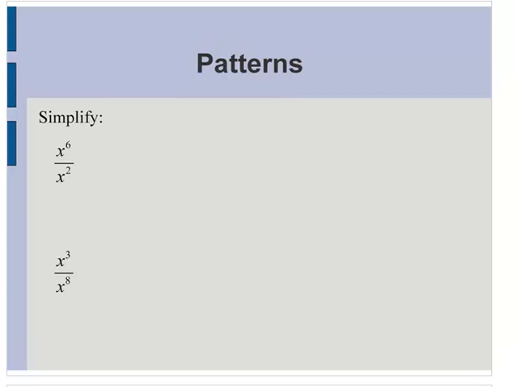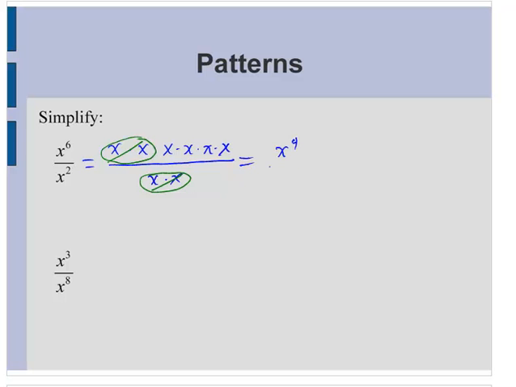All right, let's build a pattern and see what happens. What if we had x to the 6th power divided by x to the 2nd? Well, recalling what exponents mean, this would be x times x times x times x times x times x. There are 6 factors of x in the numerator. The denominator would be x times x. And what I see is there are 2 factors of x in common between the numerator and denominator. Removing them, I would have x to the 4th over 1, which is more simply x to the 4th.